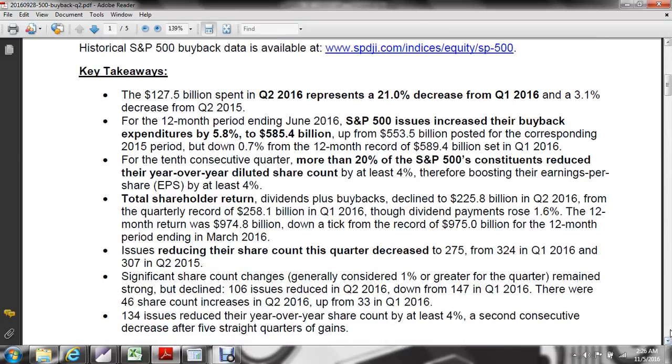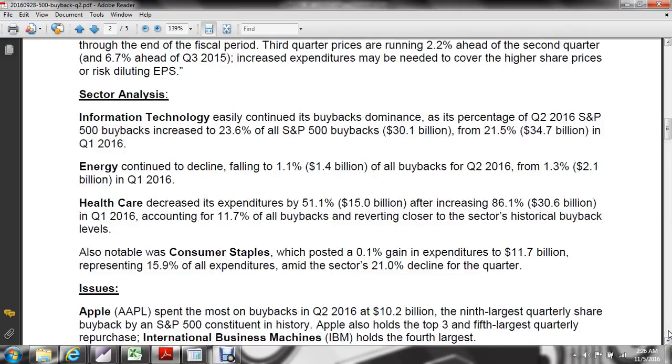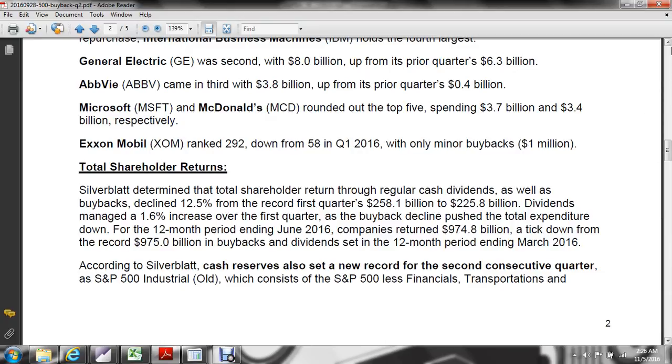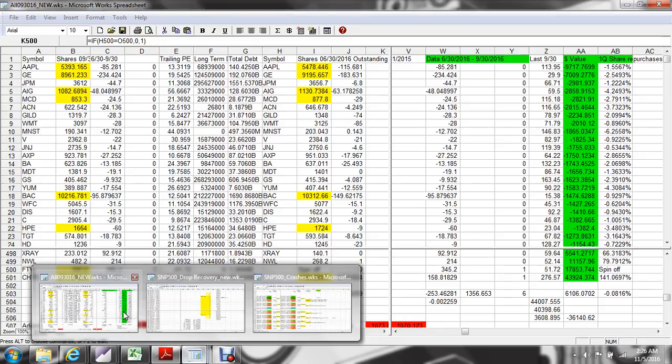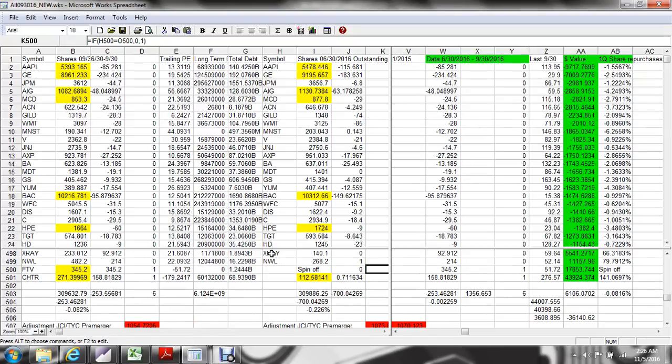Now let's look at the 5 highest repurchases. Okay, we have Apple. They spent $10.2 billion. General Electric $8 billion. AbbVie $3.8 billion. Microsoft $3.7 billion, and McDonald's $3.4 billion. Those are the 5 largest share repurchases in the second quarter. Okay, let's look at how those share repurchases panned out as stock value to shareholders.